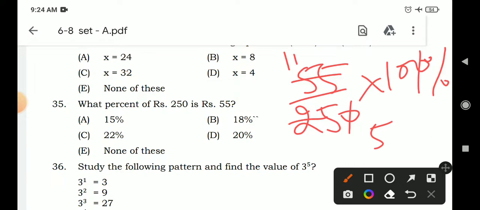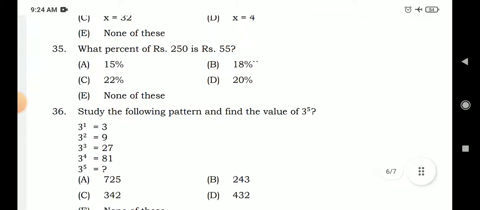This is cancelled. Now 5 twos are 10, so 11 twos are 22. So what will be its correct option? 22% is its correct option. Now come to the next question.